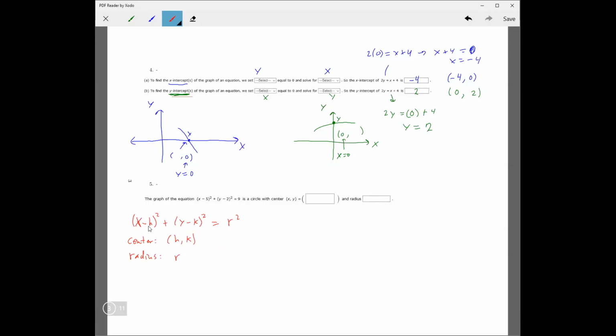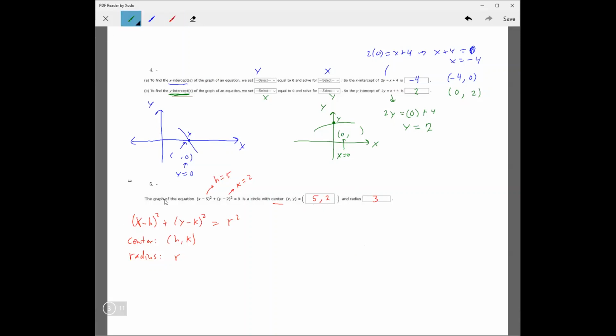Okay, so comparing this with this, we can see that h is 5 and k is 2. So that means that the center is going to be (5, 2). And the radius, okay, so r squared is 9. That means r is 3. Okay, so that's going to be answered there.